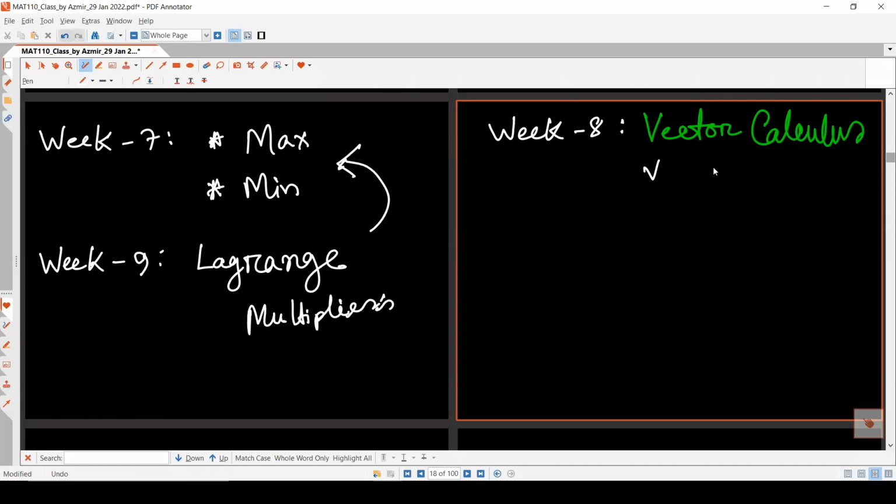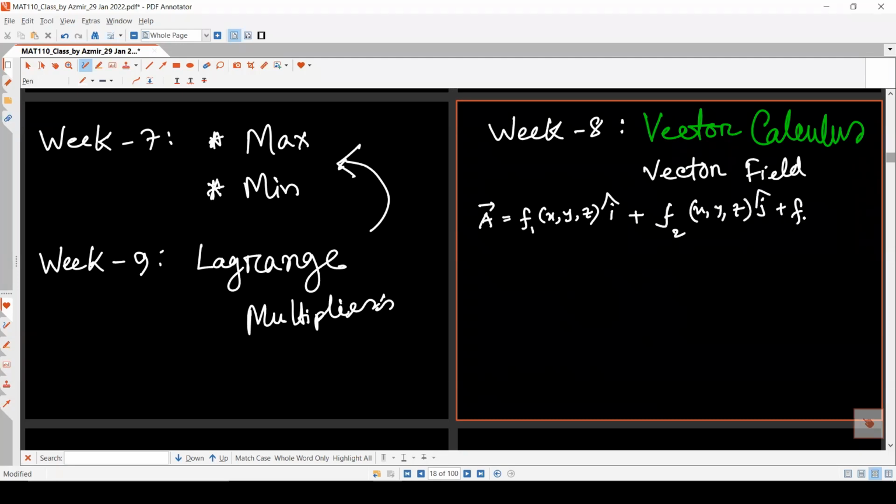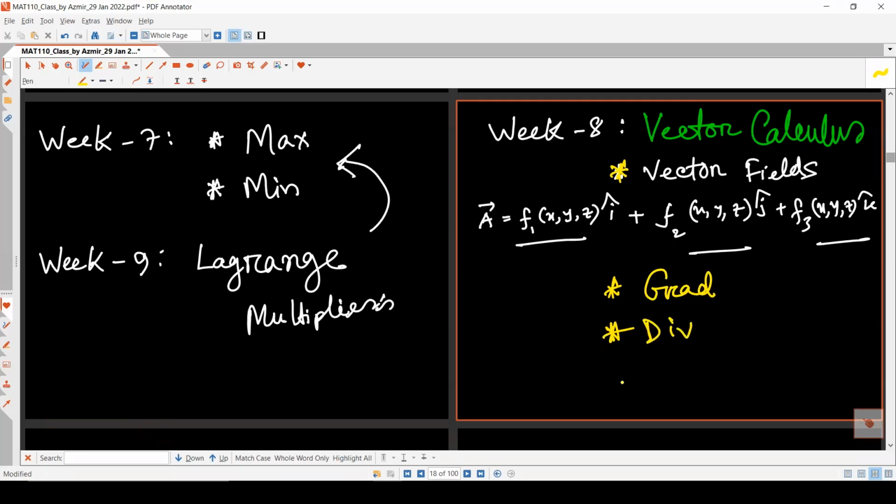So I have already mentioned which one is vector field. Let's say we have a vector f1 of x comma y comma z i cap plus f2 of x comma y comma z j cap plus f3 of x comma y comma z k cap. So this type of vectors has functions involved. So this is known as vector fields. So we'll have a look at vector fields here, and then we'll try to learn the derivatives of vector fields, that is known as gradient, divergence, and curl.